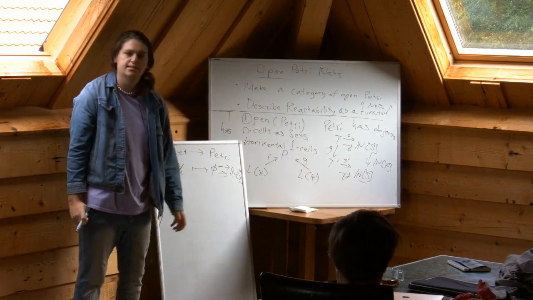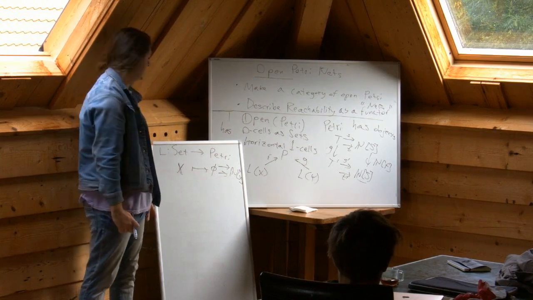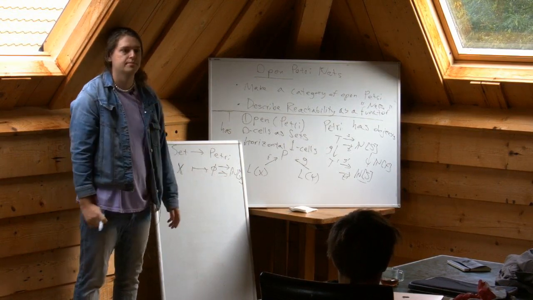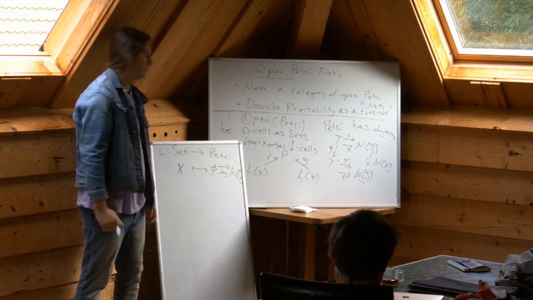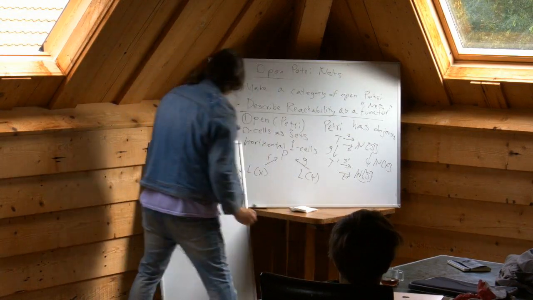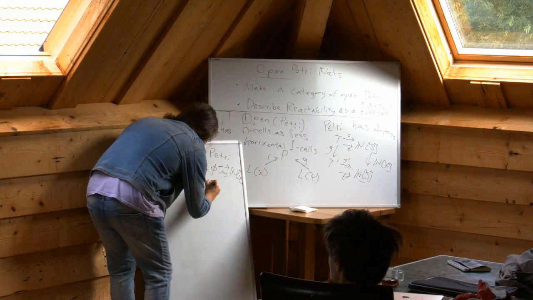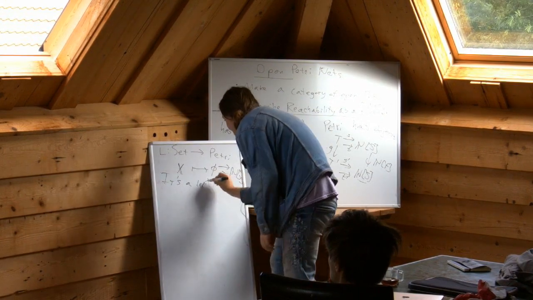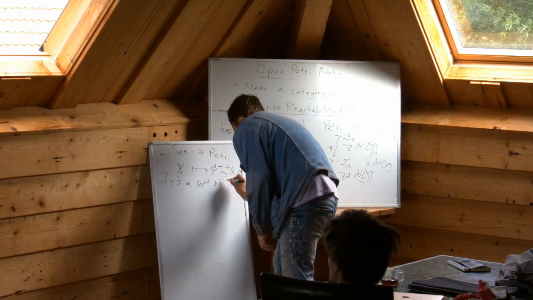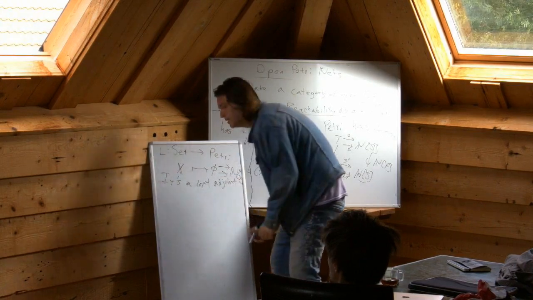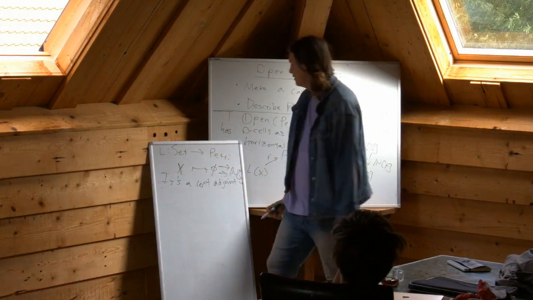That makes sense? Okay, and this is a left adjoint. I'll write that. Because left adjoint, yeah, that just forgets the transitions. Yep. Or returns the set of species. Yep. Right. Okay.